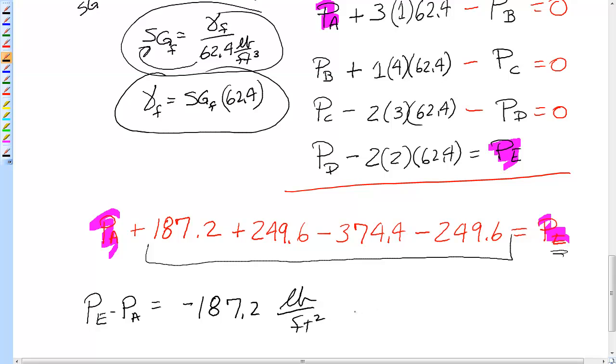Now if you want to convert that, some people love pounds per square inch, and if you divide it by 144, you'll get about 1.3 pounds per square inch, and that's the difference in pressure of those two.